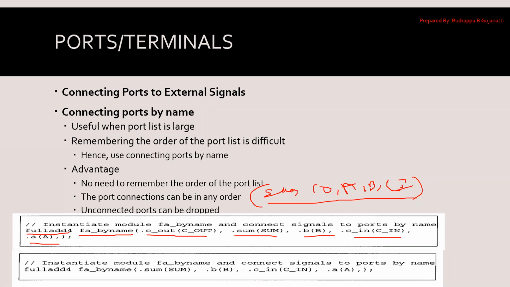But here, I am not passing it in order. I am passing cout first, then sum, then B, Cin, and A. So it is not in order, but you should inform the instance that this parameter is related to cout. How do I do it? With dot c underscore out. This is the parameter name that you have.